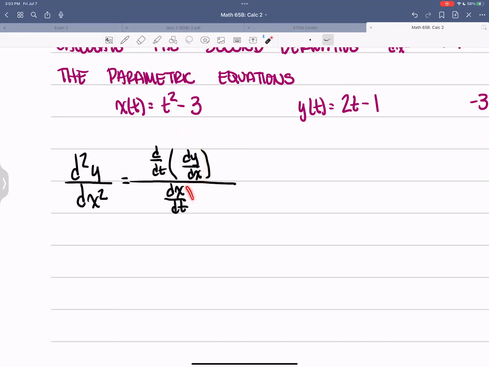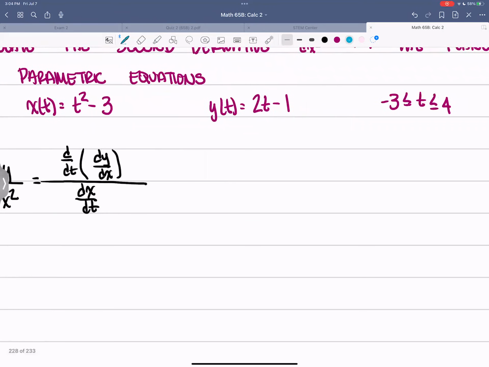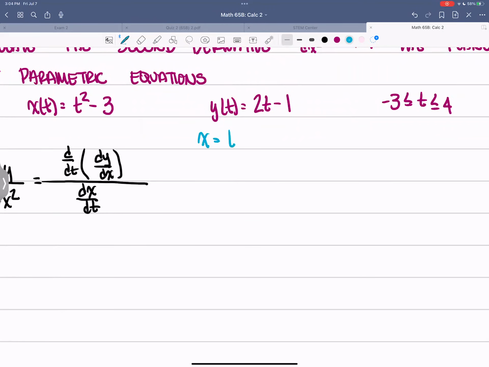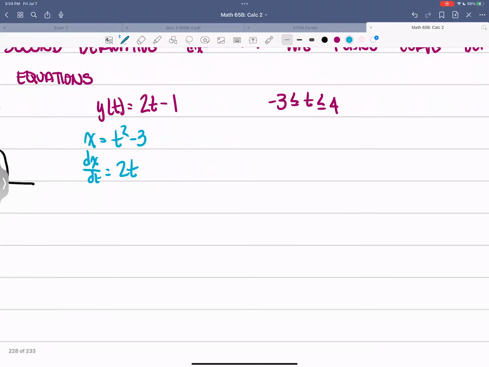All right, so things we have to find: dy/dx and dx/dt. Well, we're going to find dx/dt when we find dy/dx, and then we're going to take that derivative. All right, let's start with grabbing each of the equations and taking the derivative. So we have x is equal to t squared minus 3. dx/dt is equal to 2t. Easy. And we have y is equal to 2t minus 1. dy/dt is equal to 2.